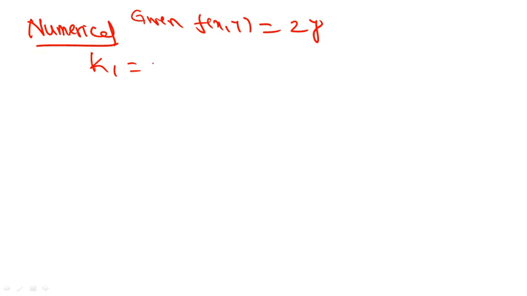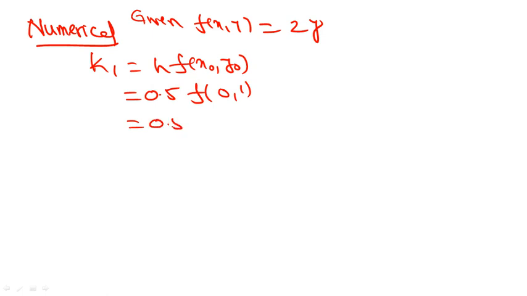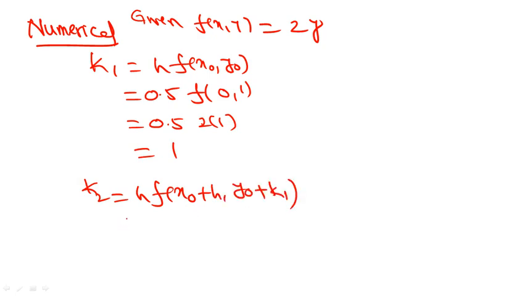K1 equal to h into f of x naught comma y naught. So h is 0.5, x naught is 0, y naught is 1. Replacing that, 0.5 into 2 into 1, so that will be 1. K2 is h into f of x naught plus h comma y naught plus k1.